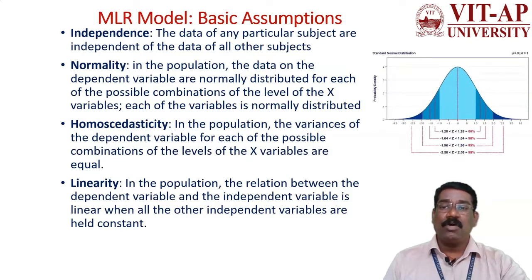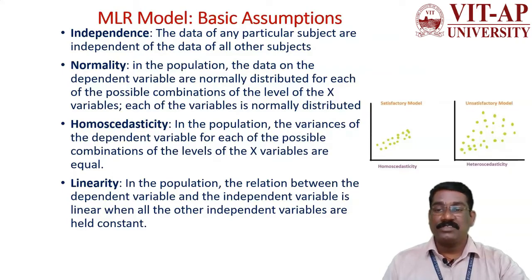The basic assumption of multiple linear regression analysis is independence: the data of any particular subject are independent of the data of all other subjects. Also, we need to check the normality of the data using SPSS. In the population, the data on the dependent variable are normally distributed for each of the possible combinations of the levels of the X variables. If the data is normally distributed, then we can go for multiple linear regression analysis. Each of the variables should be normally distributed. That's the basic criterion for executing multiple linear regression analysis.